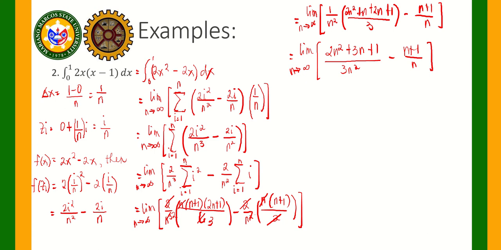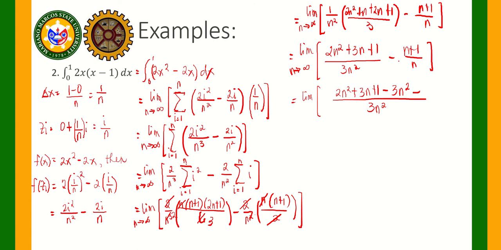So, what we do next is, okay, LCD tayo. What is the LCD? That will be equal to 3n squared. So, this is 2n squared plus 3n plus 1 minus 3n. Okay, so 3n squared divided by n is equal to 3n times n. So, still that will be equal to 3n squared.